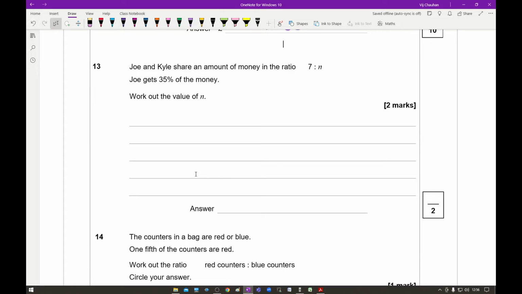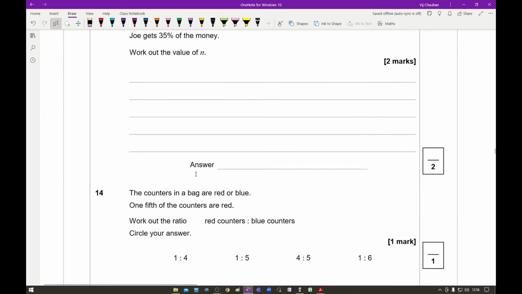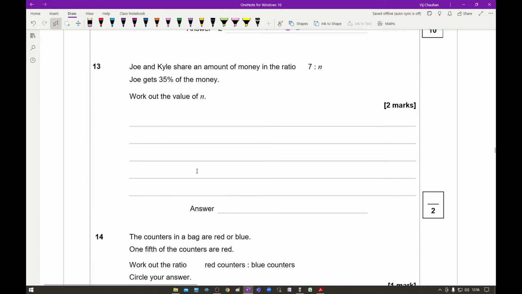Moving on to question 13, it says Joe and Kyle share an amount of money in the ratio of 7 to n. Joe gets 35% of the money. Work out the value of n. Now for this, the ratio can represent the proportion, and proportion can be represented as either a fraction, a decimal, or a percentage. So here I've got Joe and Kyle, and I've got the ratio of 7 to n when I want to work out the value of n.